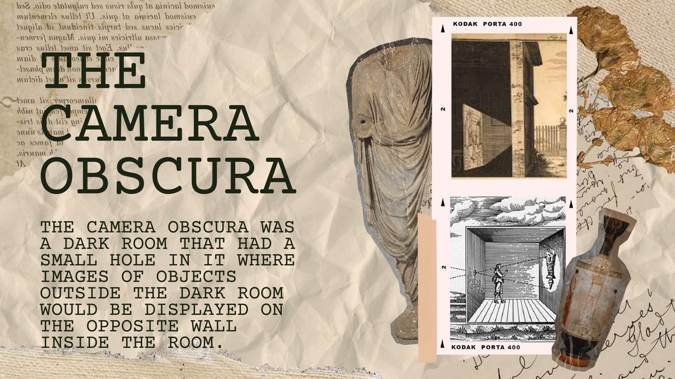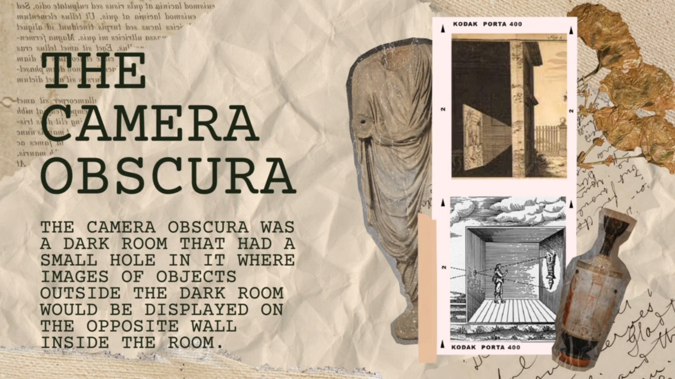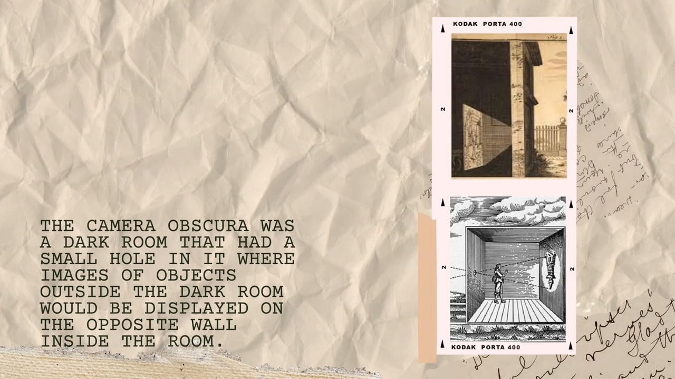The story of photography can be traced back hundreds of years, going back as far as 2,000 years ago, when the camera obscura was invented. The camera obscura was a dark room that had a small hole in it where images of objects outside the dark room would be displayed on the opposite wall inside the room.